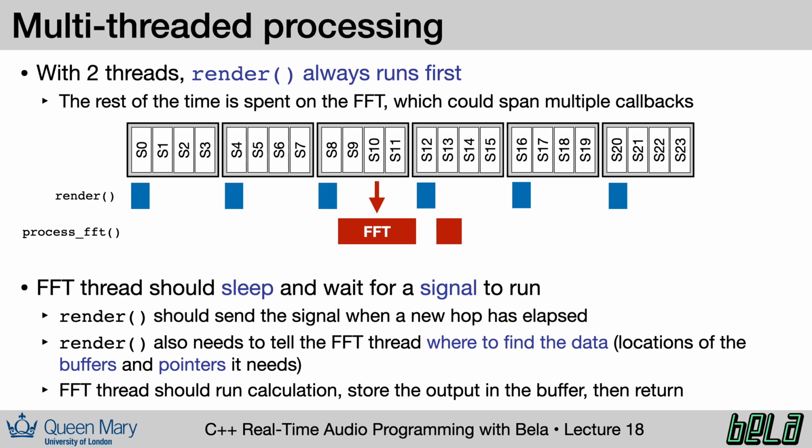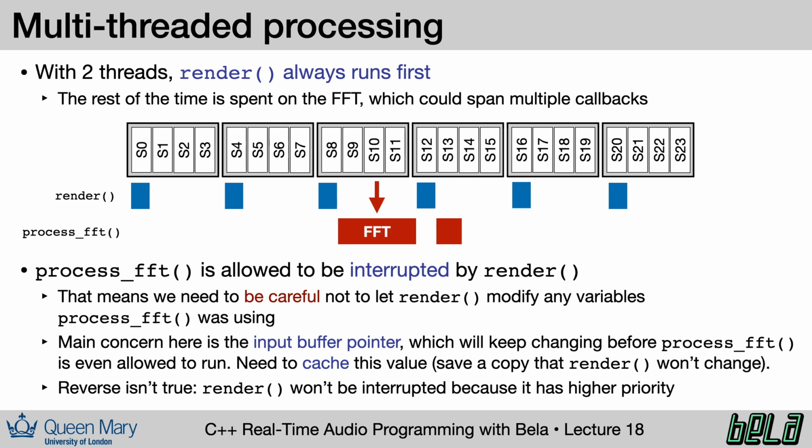the thread will go back to sleep and wait for another signal to render at the next hop. To expand on the previous point about capturing snapshots, the challenge that we have is that the render function can interrupt process FFT at any time during its execution, and we don't have any control over when that might take place. That means that any variables we need to calculate the FFT should not be disturbed by future iterations of the for loop within render, or indeed by future calls to render.